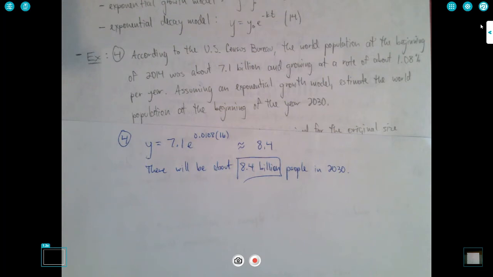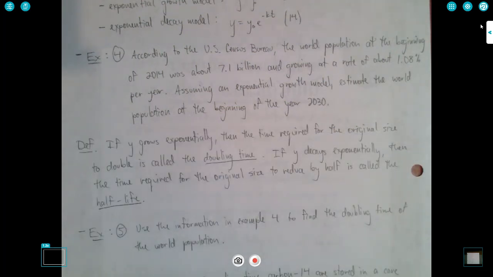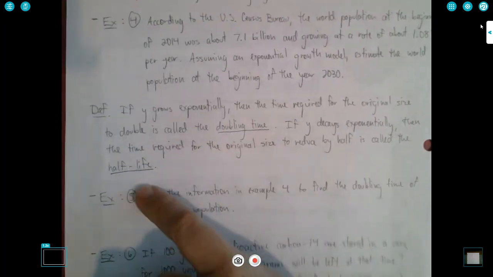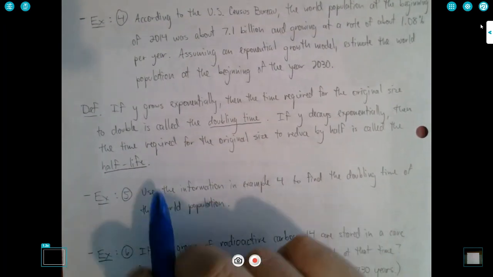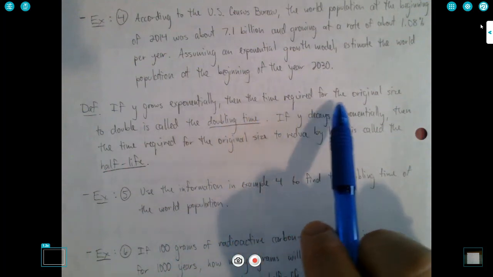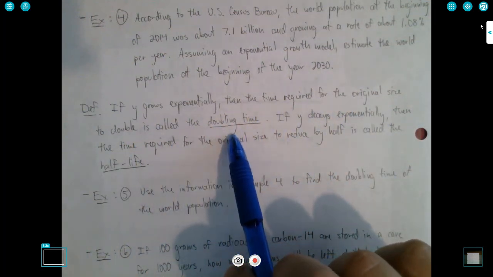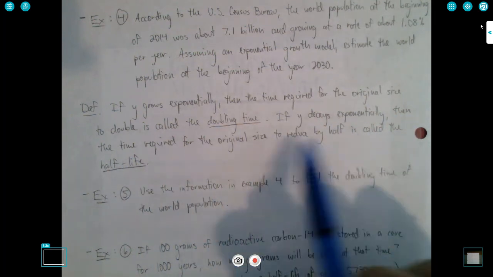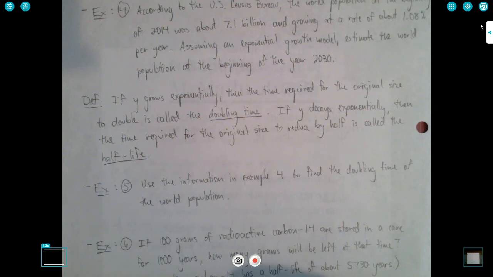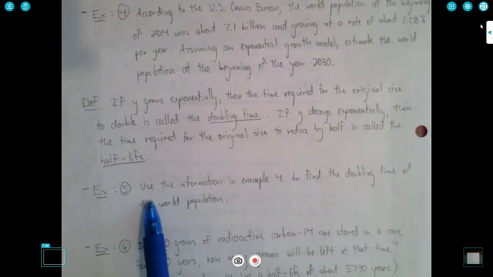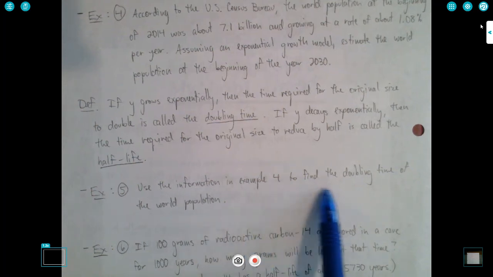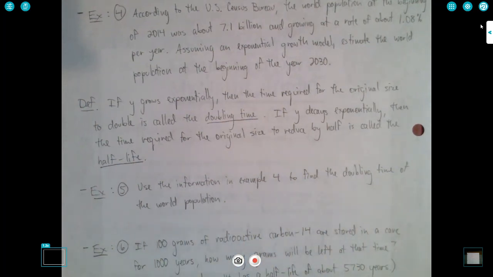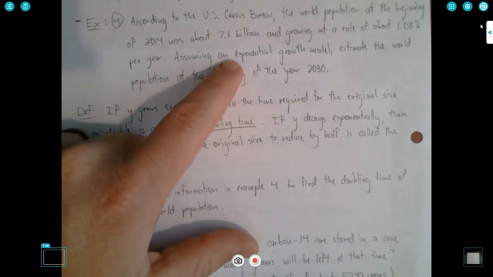Another thing to remind you of is about doubling time and half-life. If y grows exponentially, then the time required for the original size to double is called the doubling time. If y decays exponentially, then the time required for the original size to reduce by half is called the half-life. For example, let's use the information in example 4 to find the doubling time of the world population. How long would it take for the population of the world to double from 7.1 billion in 2014?